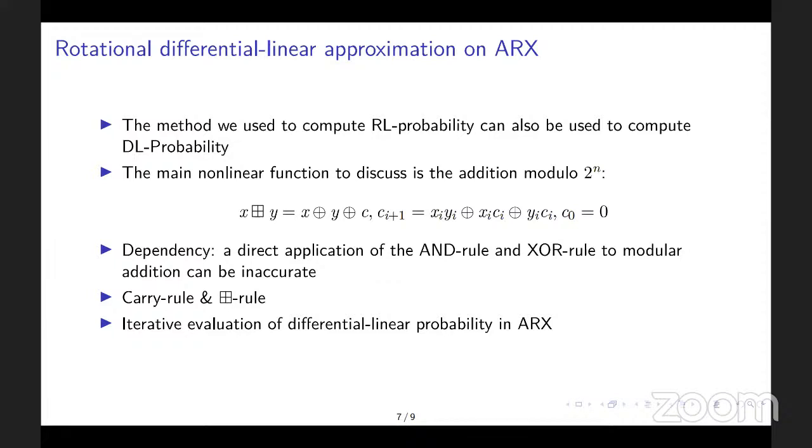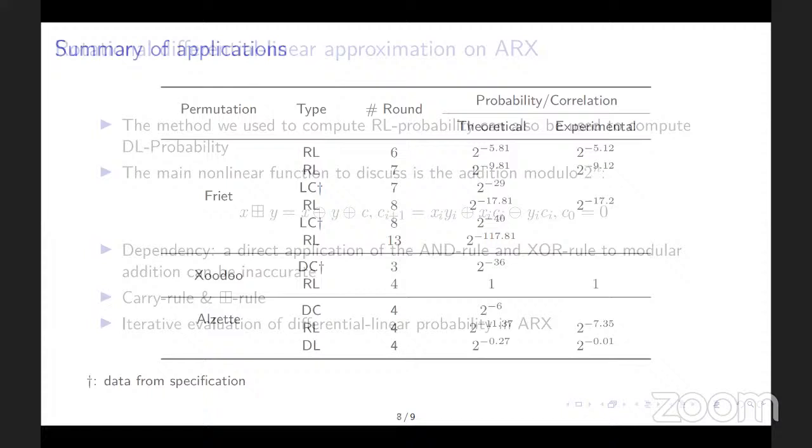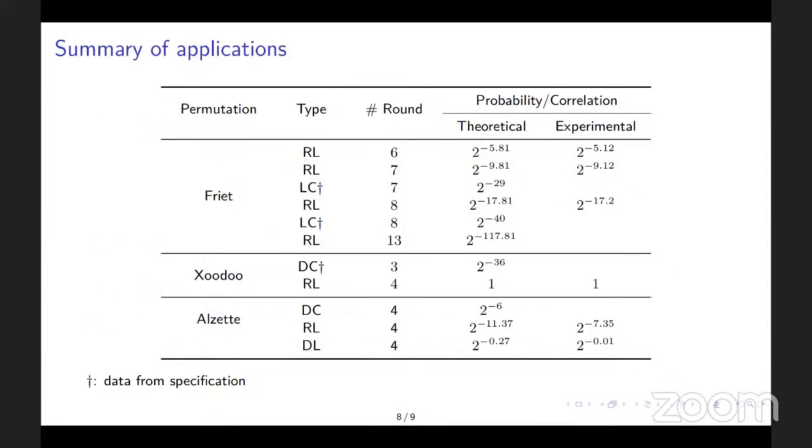And the following is an overview of all the applications in our paper. We found rotational differential linear distinguishers and differential linear distinguishers for 3 permutations, Friet, Xoodoo, and Ascon. And we tested the experimental probability to verify the distinguishers when the data complexity is possible.